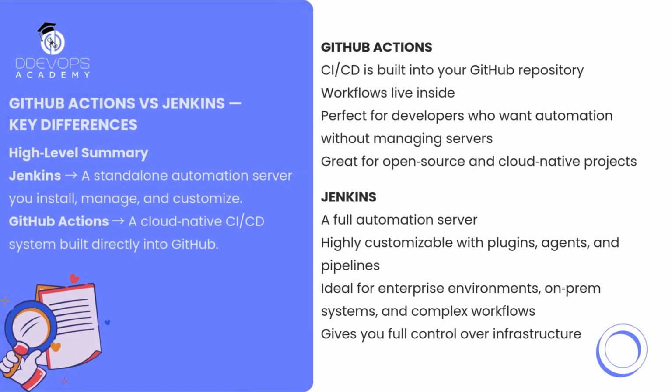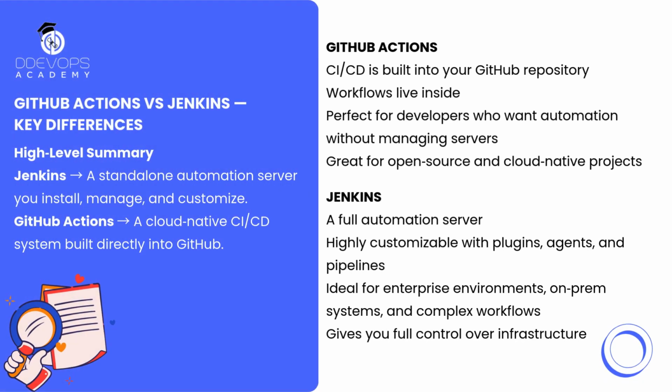GitHub Actions is a cloud-native CI/CD system built right into GitHub, perfect for developers who want automation without managing servers. Jenkins, on the other hand, is a full automation server you install and customize, ideal for enterprises and complex workflows. In short, GitHub Actions offers simplicity and integration, while Jenkins provides flexibility and full control.